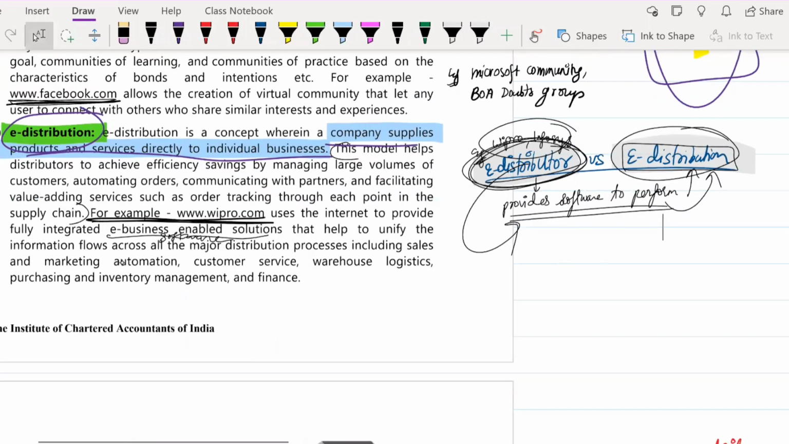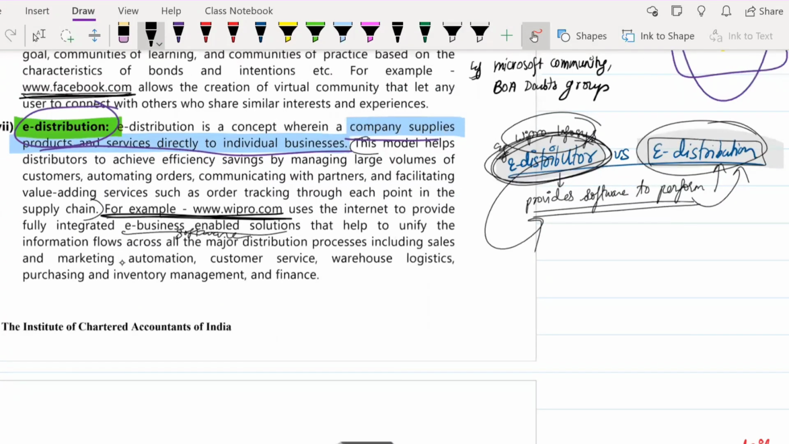So the e-distributor, like Wipro or these other websites, is going to provide software to individual businesses so that they can perform their e-distribution.